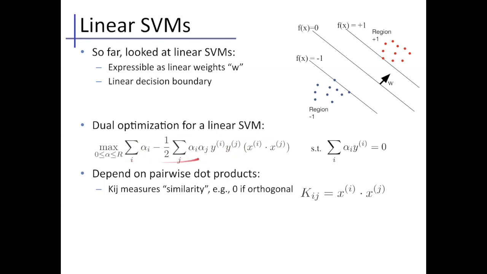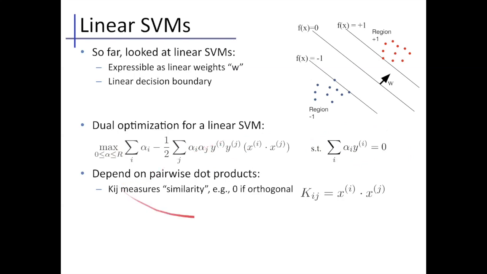So alpha is a Lagrangian multiplier, and we're trying to maximize this quadratic function with respect to alpha, subject to the constraint that alpha be non-negative and upper bounded by this regularization parameter. And then another constraint is that the summation of this stuff has to be equal to 0. So that's the dual form of the linear SVM we talked about last time.